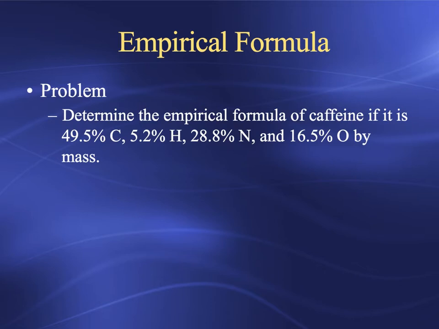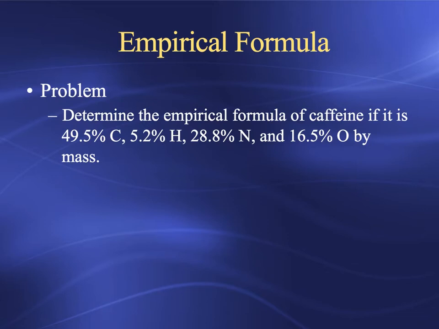Okay, so let's try one that's got a few more elements in it. Determine the empirical formula of caffeine if it is 49.5% carbon by mass, 5.2% hydrogen, 28.8% nitrogen, and 16.5% oxygen. So here we've got 4 elements to deal with. We'll see how well this turns out. Now, remember, these are measurements, so it may not be a perfect answer. We'll see what we get.